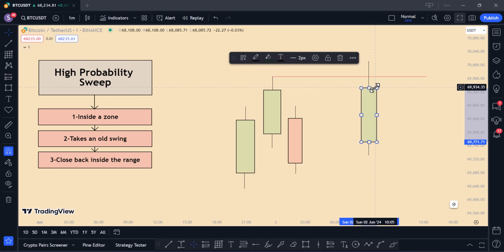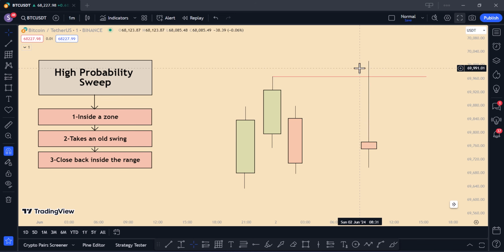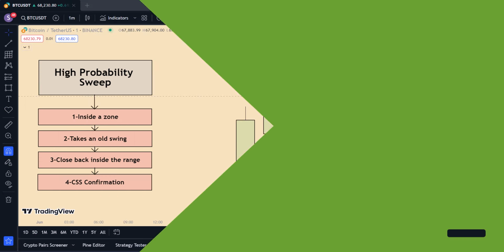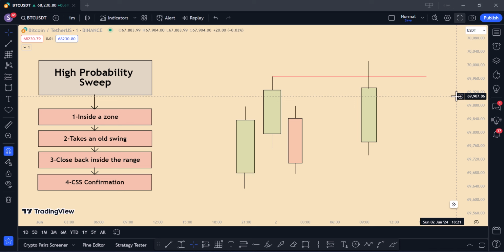Sometimes you will have something like this. So as you can see, we have a huge or strong rejection to the downside and the candle closed bearish. This is better than the previous scenario. We have a strong rejection to the downside, all right? So in terms of probabilities, this is higher. This is better. The fourth factor or the fourth condition is the CSS confirmation, or the candle structure shift confirmation.